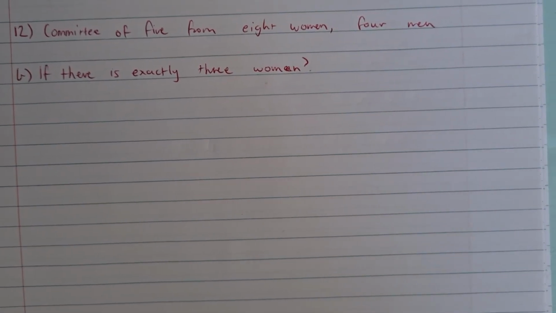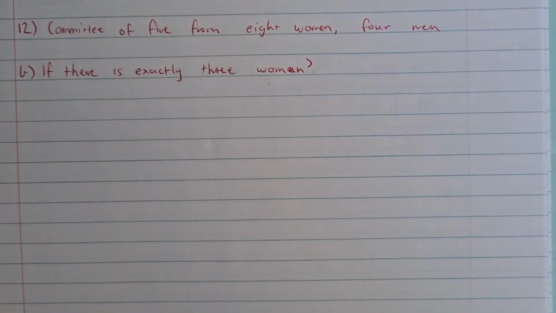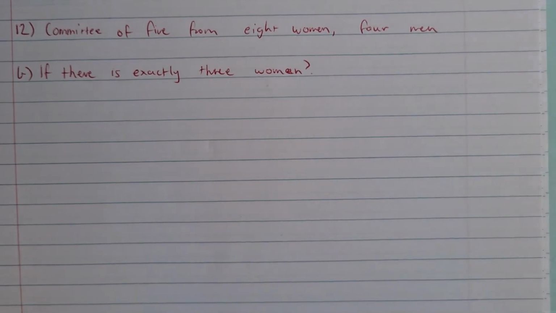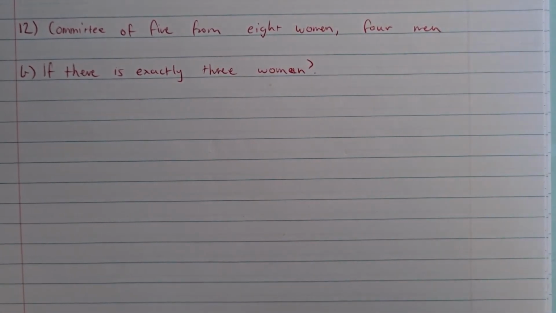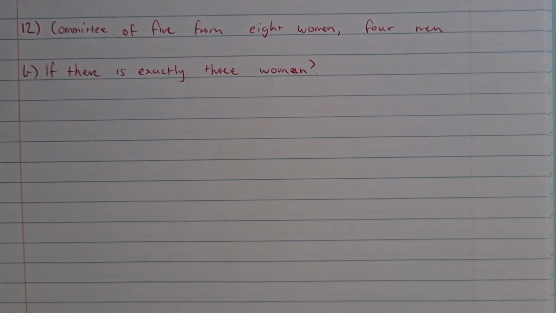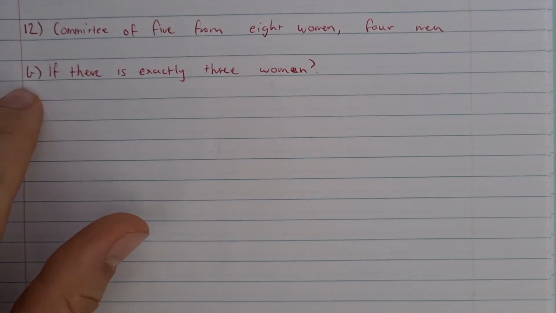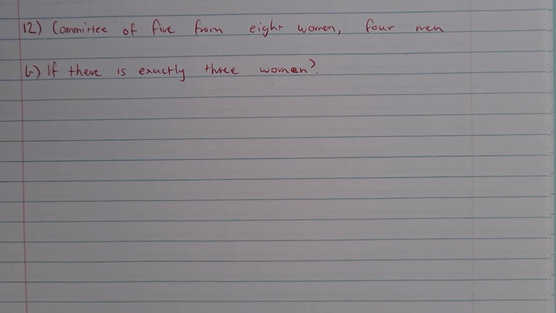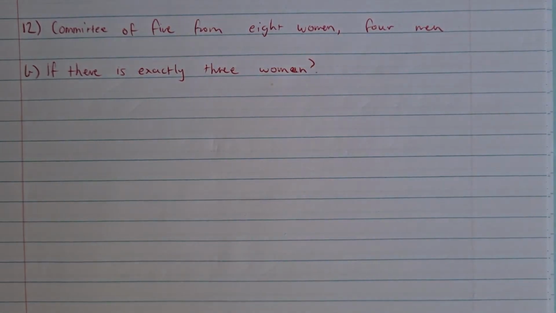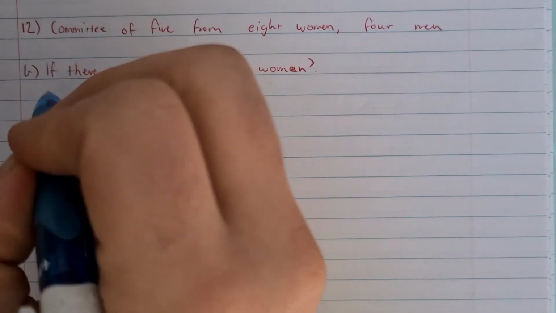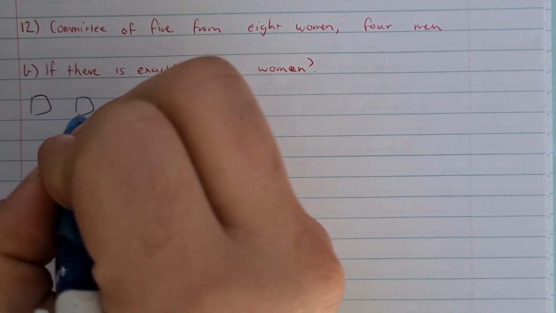And part B, I've just condensed the question here to save myself having to write it. Again, we are forming a committee of 5 people from 8 women and 4 men. But for part B, we've got the restriction that there are exactly 3 women. So let's think about these 5 committee positions that need to be filled.